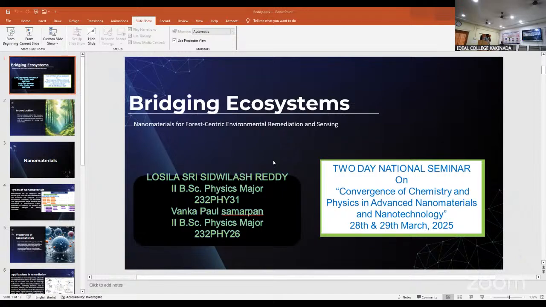Challenges and limitations. Despite the promising potential of nanomaterials in environmental remediation, several challenges exist. These challenges include potential toxicity of nanomaterials to non-target organisms, environmental persistence, and the uncertainty surrounding the long-term effects in the natural ecosystem. Additionally, regulatory frameworks and public perception pose significant hurdles for the widespread adoption of these technologies in forestry-centric remediation projects.